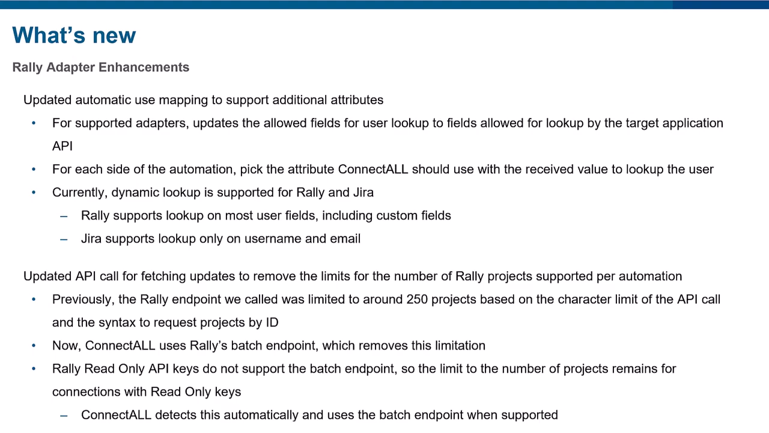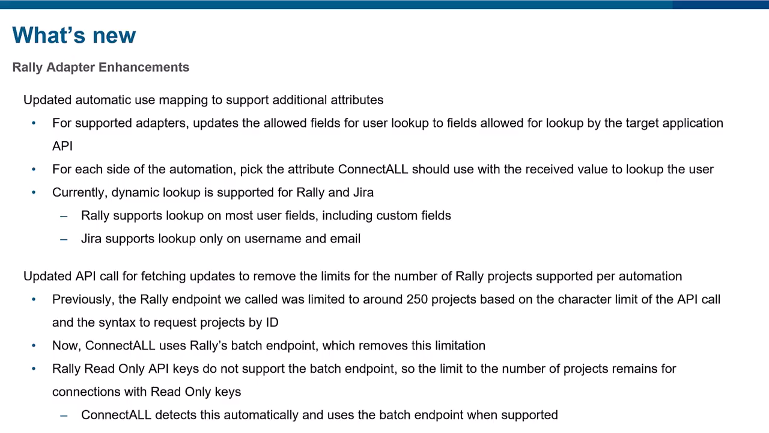Additionally, we updated the API call to Rally for fetching updates. This removes a limitation that we ran into with some of our larger scale customers where above around 250 projects, the query length exceeded the allowed character limit by the Rally API. And so we switched the endpoint that we're using to fetch updates, now going to Rally's batch update. This removes this limitation. In theory, there is not an upper limit to how many projects we are allowed to fetch now.